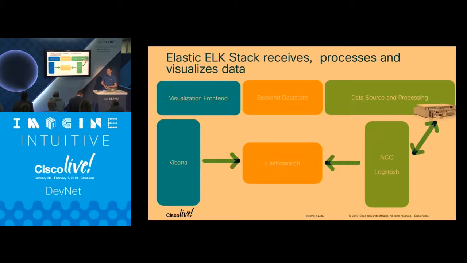For those who aren't familiar with the stack, these are the major architectural components of it. We have our controller, our XE device, whatever telemetry that we've subscribed to. It's going to come in through NCC, and we can pipe that directly into Logstash. From there, we configure Logstash to send the data into Elasticsearch, which is our data store.